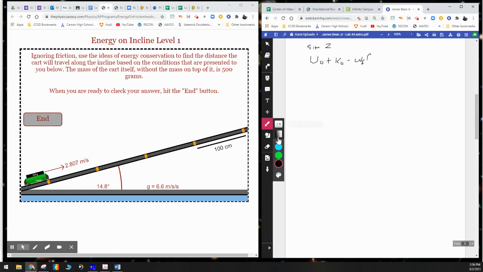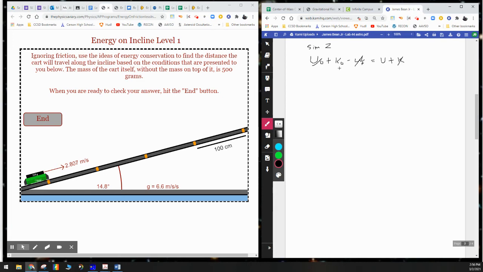We'll go here. Let me get an eraser and let's erase this here. Okay, and it's going to equal the final potential energy plus the final kinetic energy. All right, so this cart starts moving. It's going to come to rest at some point up here. Okay, all right, so what's going to be zero? Well, it starts at the bottom here, so we're going to say zero potential energy. There's no work done by friction, and there's no kinetic energy at the end.